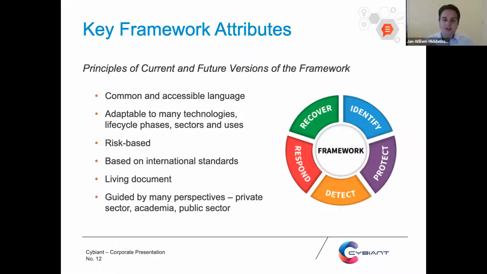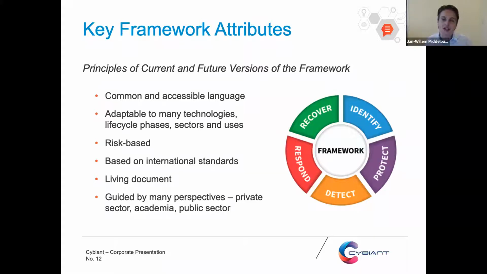Last but not least, the framework was developed by a wide effort and it's guided by different perspectives from different stakeholders across the world. The cybersecurity framework has been designed not just to be the standard for government organizations, but also to be a standard for the private sector, academia, and different organizations across the world. And I think that this also contributes to the fact why the framework is so incredibly successful and why so many organizations are trying to adopt it.